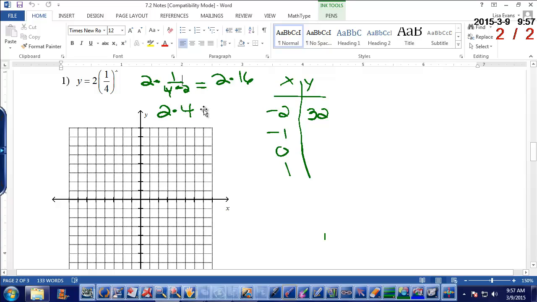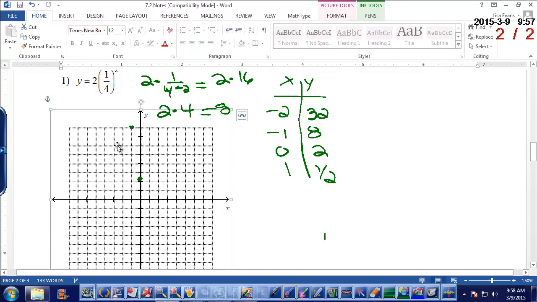So I end up with 2 times 4, which is 8. Plug 0 in, I get just 2 times 1. Plug 1 in, I get 1/2. Okay, so I can't plot the -2 because I'd be way off the graph. So (-1, 8) is here, (0, 2), and then (1, 1/2). Very steep graph, very steep.